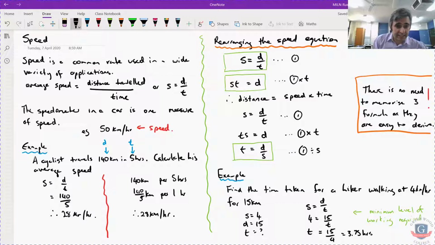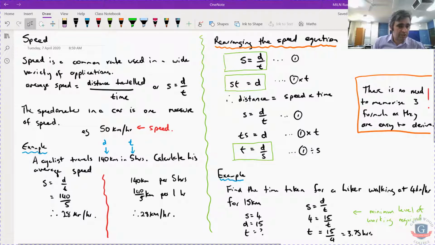The speedometer in a car is one measure of speed, and you'll be used to seeing 50 kilometres per hour. So 50 is the quantity, kilometres per hour is the unit. So in 1 hour, we'd expect to travel 50 kilometres. 1 hour, 50 kilometres. And that's a speed.